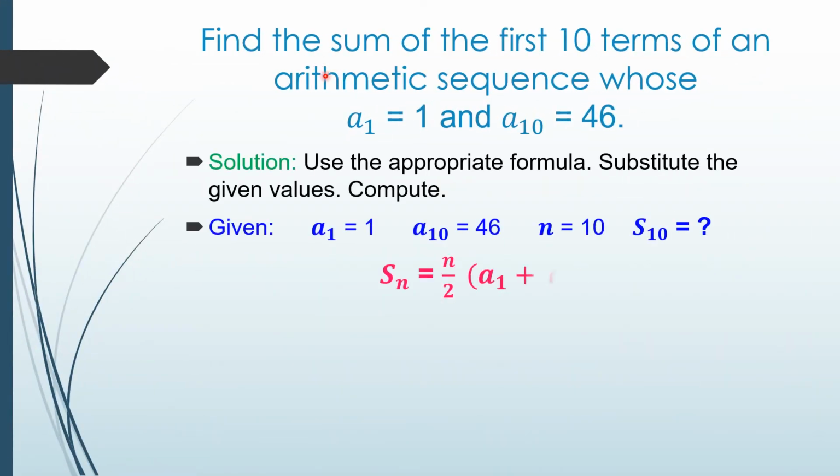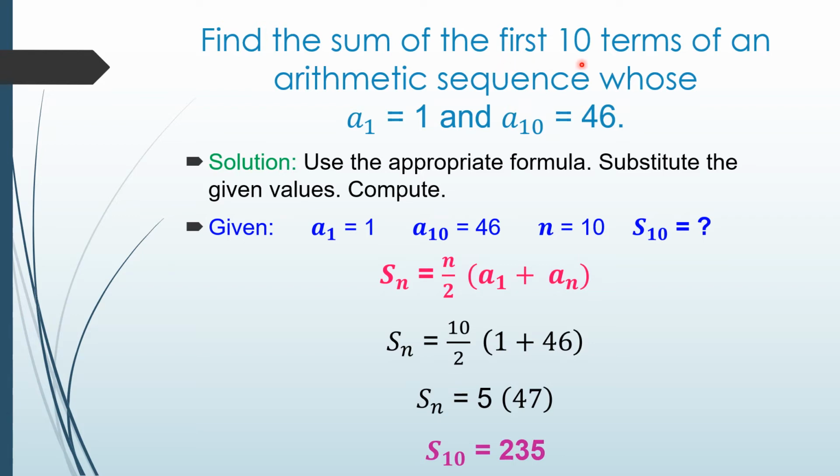Let's have this example. Find the sum of the first 10 terms of the arithmetic sequence whose a sub 1 is equal to 1 and a sub 10 is equal to 46. For the solution, use the appropriate formula. Substitute the given values and then compute. Ano-ano ba ang given? For a sub 1 or value of the first term, we have 1. Bakit 1? Kasi yun na yung ibinigay sa tanong. For a sub 10 or yung last term natin, that is equal to 46. Bakit 46? Kasi yun na rin yung ibinigay sa tanong.